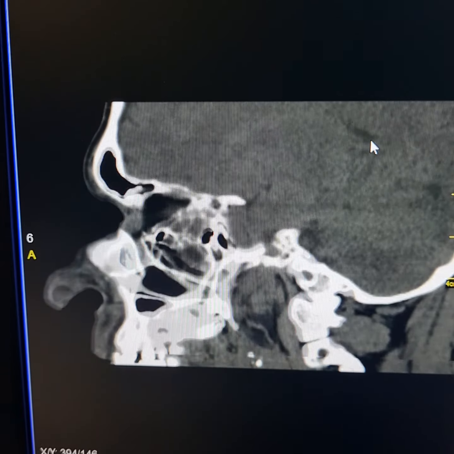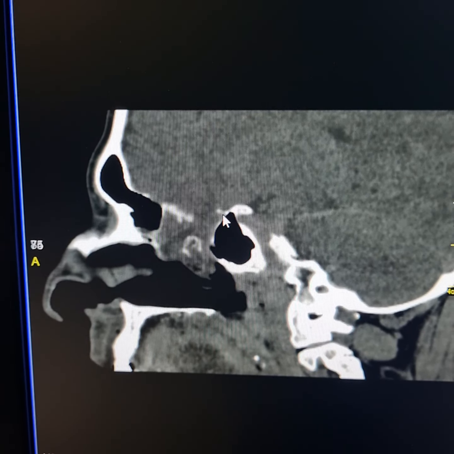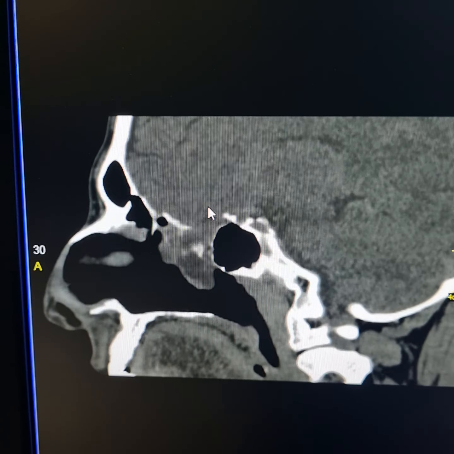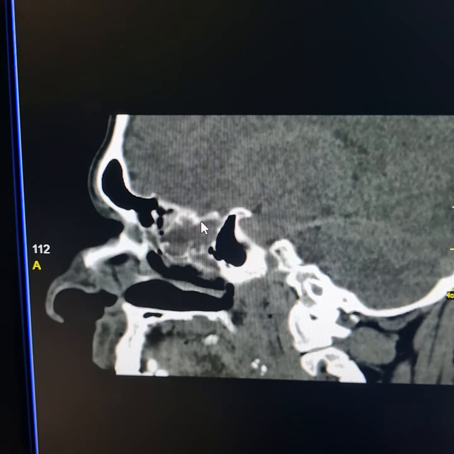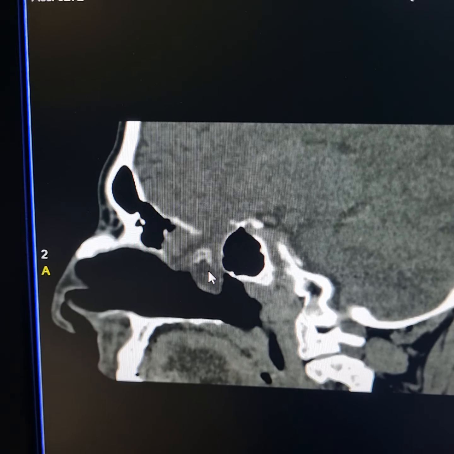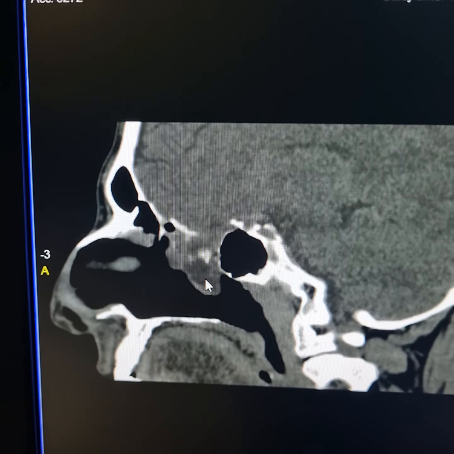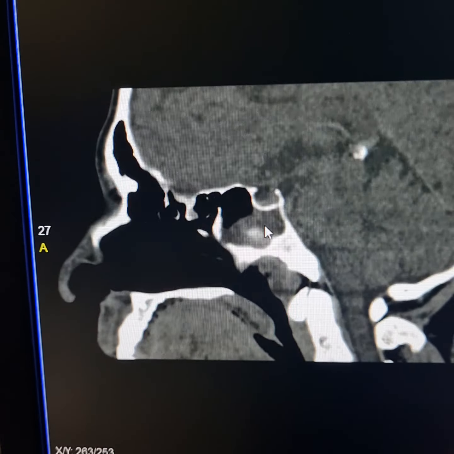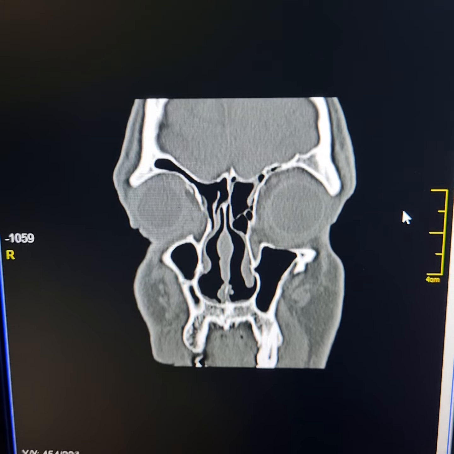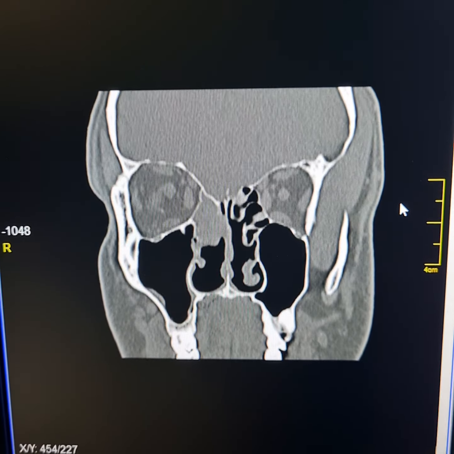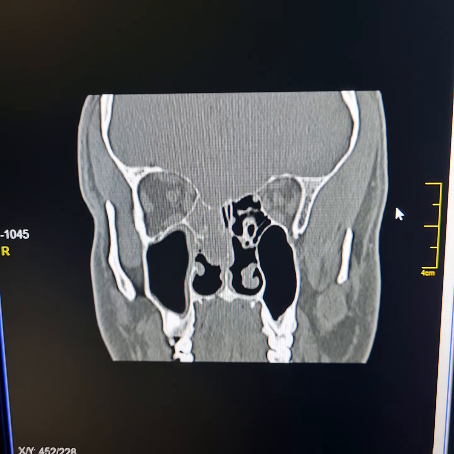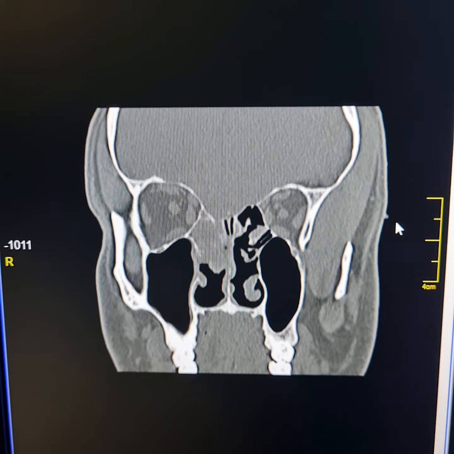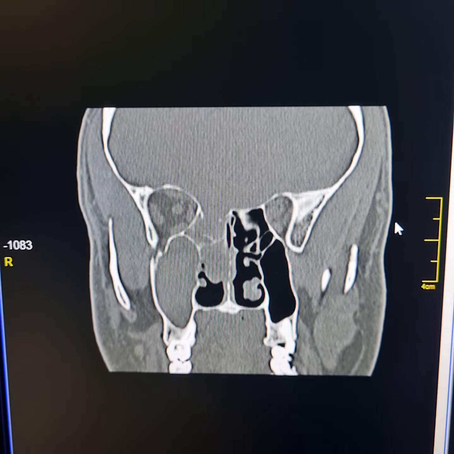This is the sagittal scan. Please observe deficient cribriform plate and the cerebral tissue extending into the ethmoid sinus and the upper part of nasal cavity. This is the CSF here. Bone window details: deficient cribriform plate, floor of right ethmoidal sinus, and cerebral tissue extending downwards into the ethmoidal sinus and upper part of nasal cavity.